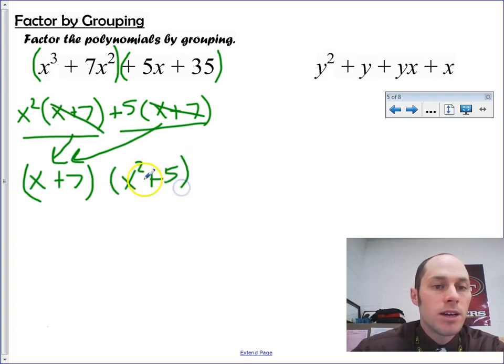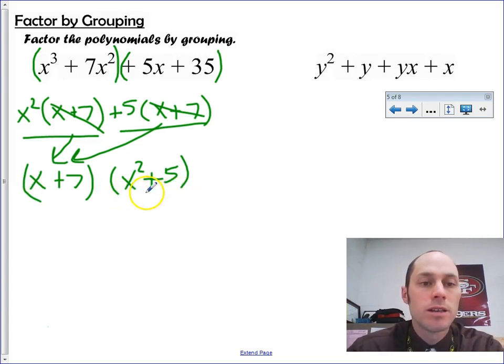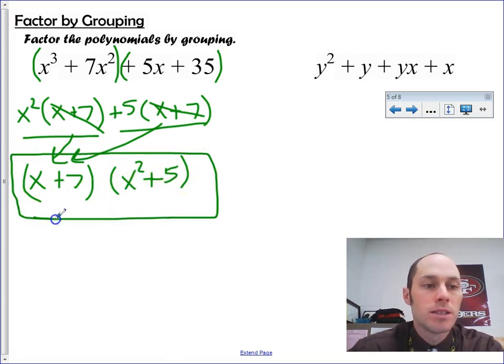And can I factor this down any further? This one is as far as it can go. X squared plus 5: to factor further, it would have to be a difference of two perfect squares, and it's a sum. So I can't factor that down any further. I would be done with that one.